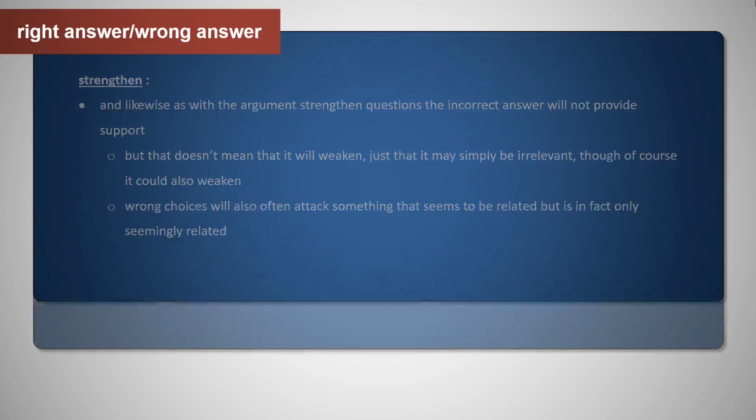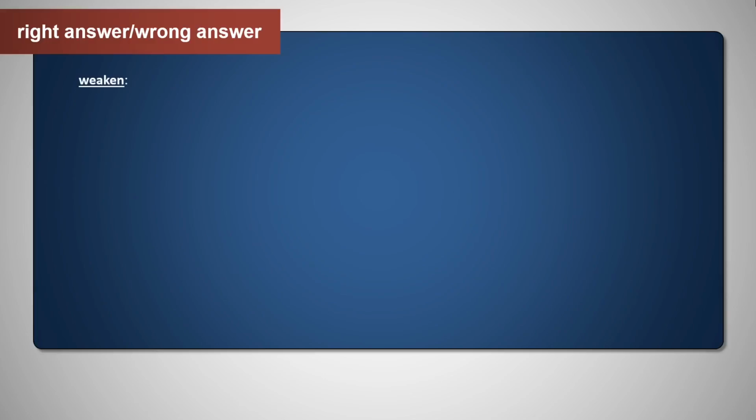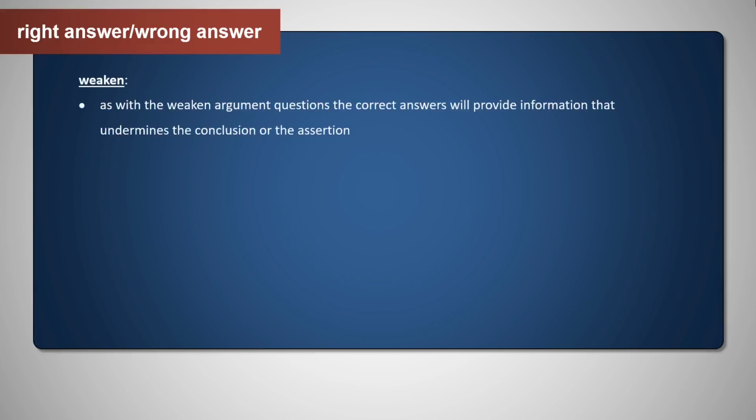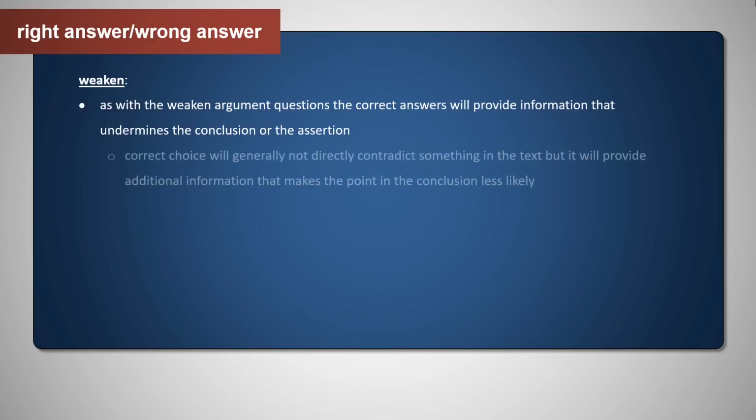For the weaken questions, as with the weaken argument questions, the correct answers are going to provide information that undermines the conclusion or the assertion, so something that undermines. The correct choice will generally not directly contradict something in the text, but it will provide additional information that makes the point of the conclusion less likely.